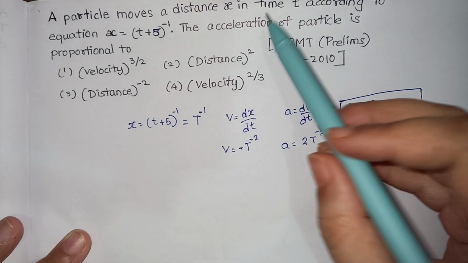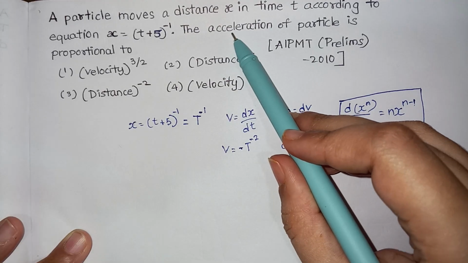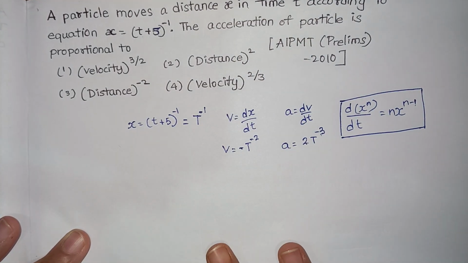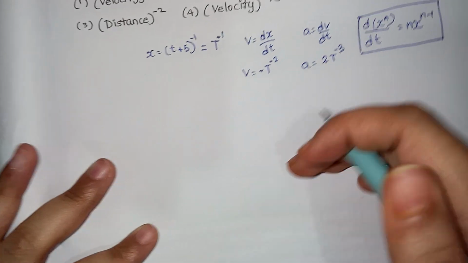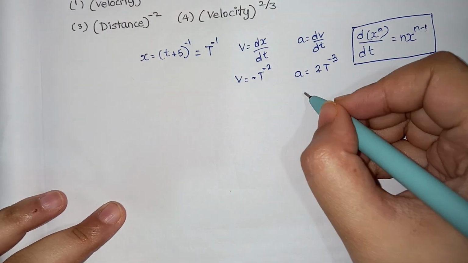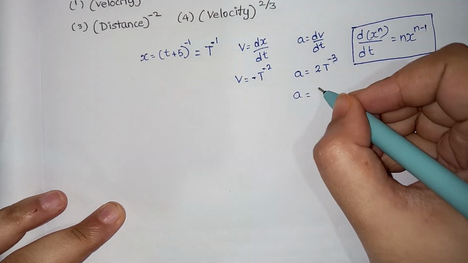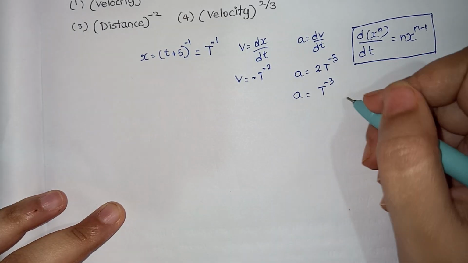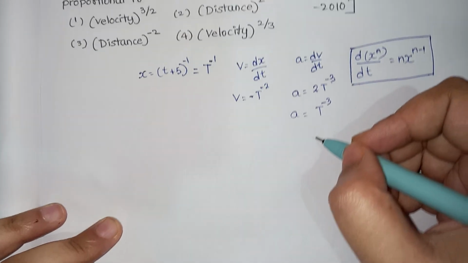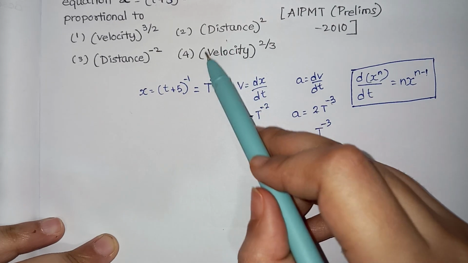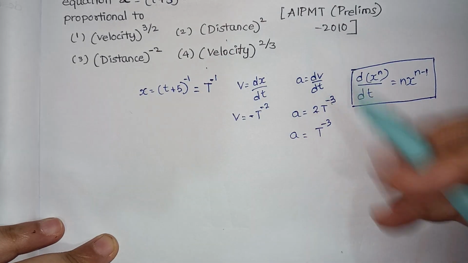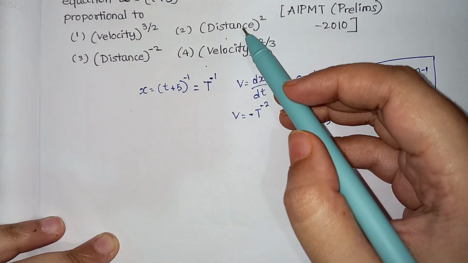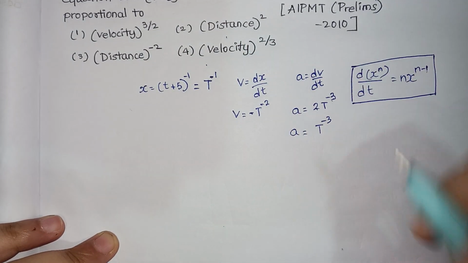So in the question it is given that the acceleration of the particle is proportional to. So let's see how it is done. This is the acceleration. Acceleration is equal to T power minus 3. Let's ignore these two constants. So we have to write acceleration in terms of distance and velocity.